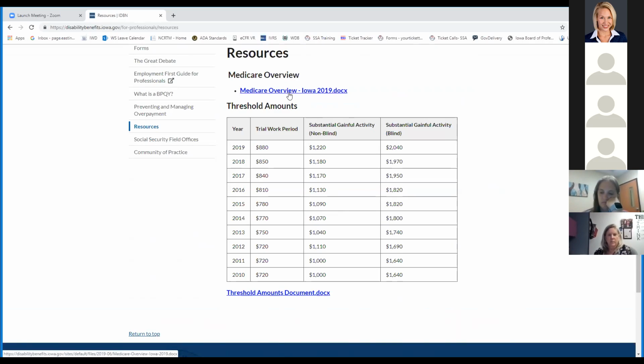And then the Medicare overview. We know Medicare is really complex. We're planning on having a webinar on that because it is a lot to remember as a benefits planner, and it's a lot to absorb if you're a consumer. So there's some information on Medicare there.